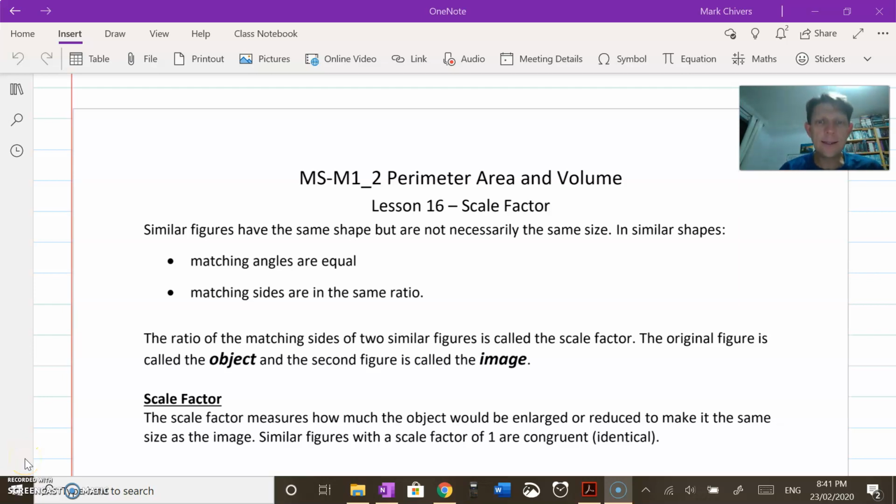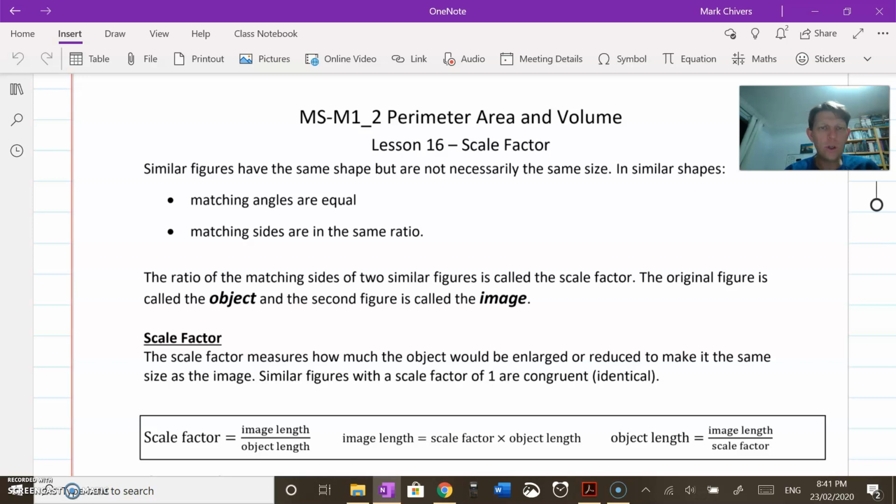Okay, so this is the last lesson on perimeter, area and volume, and it's a lesson on scale factor. Scale factor is used when we have two shapes that are essentially the same shape, but a different size. The best way to think about this is to think of enlarging and reducing on a photocopier.